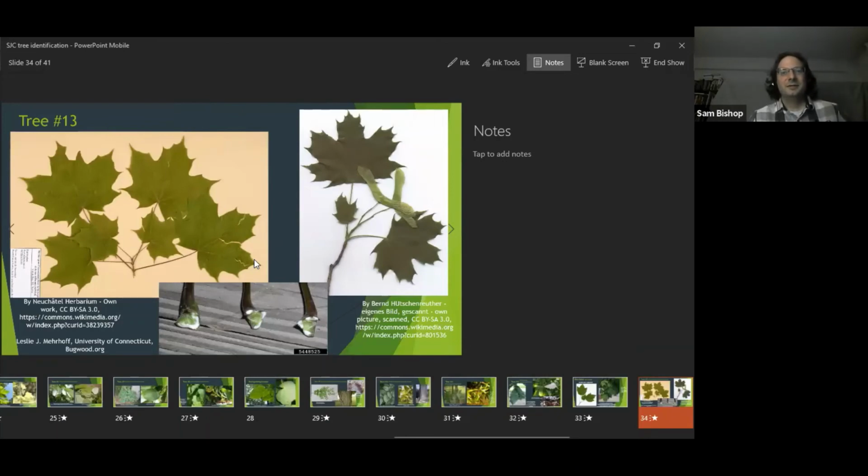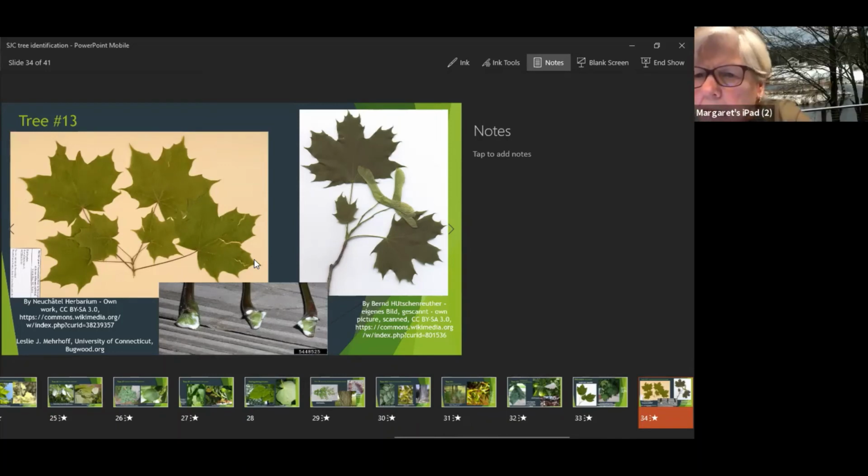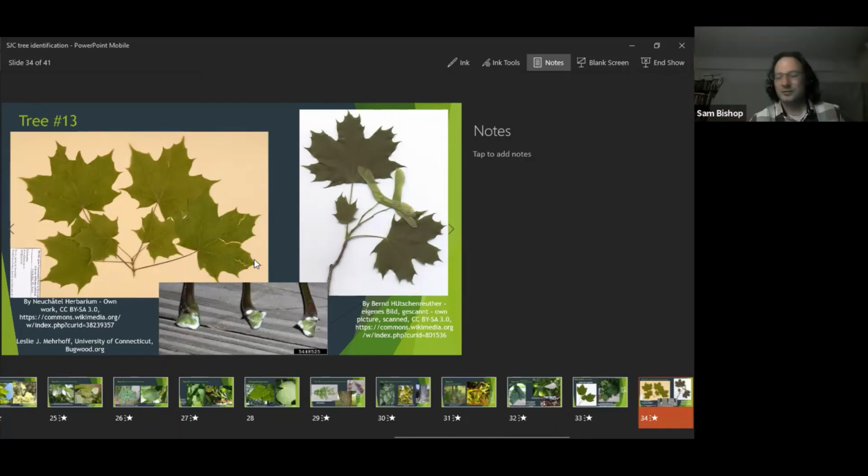So here we have a nice proper opposite tree again. What's a classic leaf shape? Is it Norway maple? 2 for 2. Norway maple. Excellent.